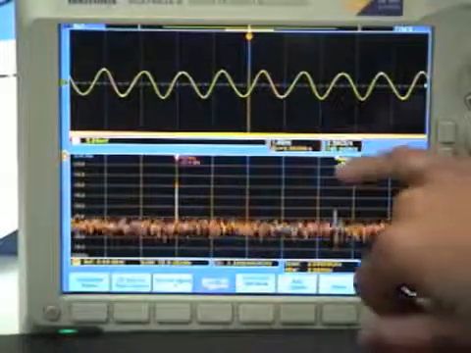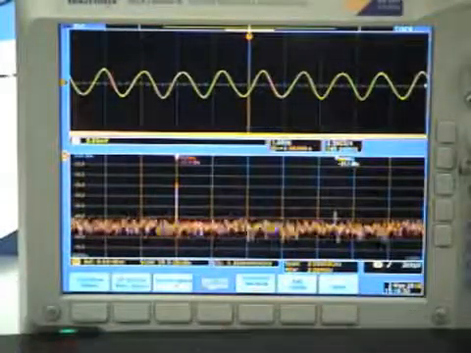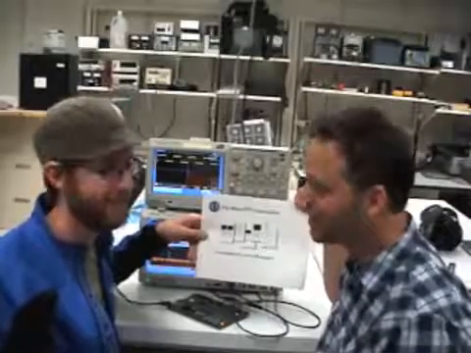So you put the marker in here, or did it mark it for you? It marked it for us. So that tells us it's probably harmonic distortion. So this concludes our video on FFT.